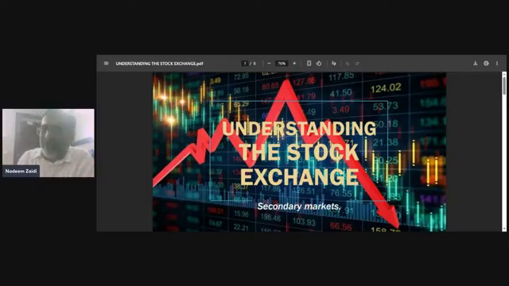The market is not a place. The market is a mechanism by which demand and supply interact to fulfill the needs and wants of people at a profit for the supplier. That's important.